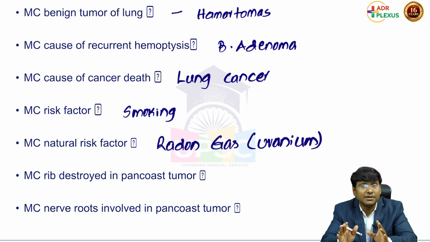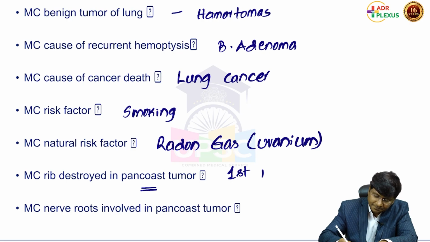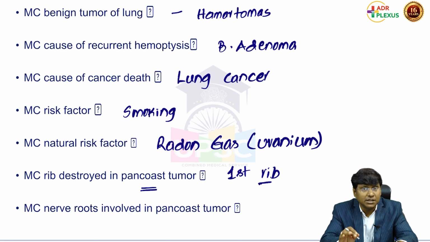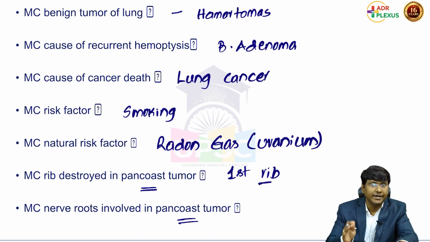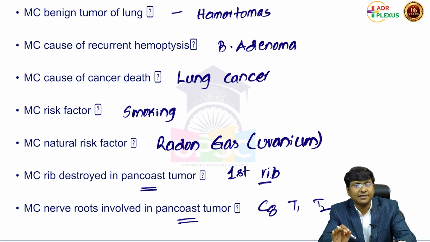And the most common rib that is destroyed in the Pancoast tumor will be the first rib, right? This will be the first rib. And the most common nerve roots involved in the Pancoast tumor will be C8, T1 as well as T2. And what is that particular tumor which causes Pancoast? That is the adenocarcinoma of the lung.